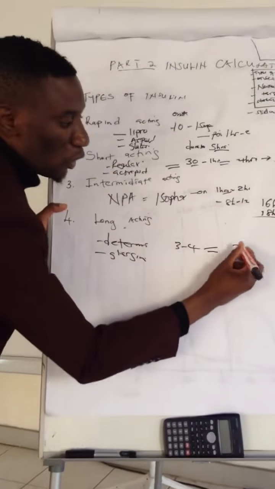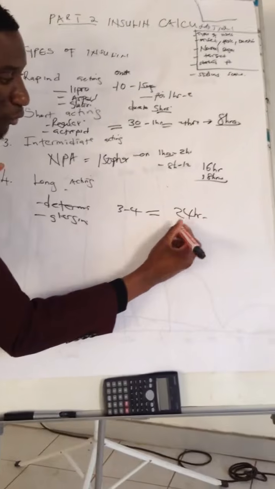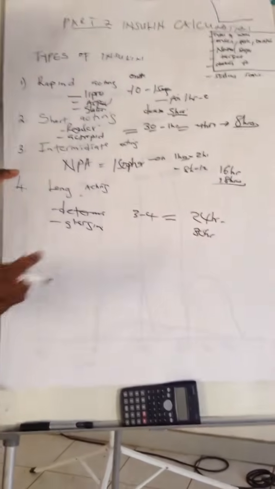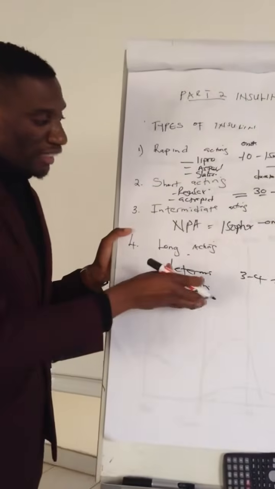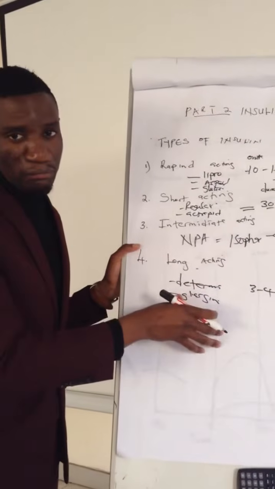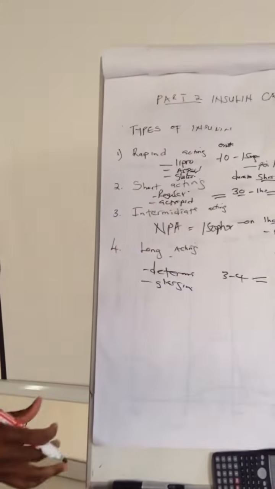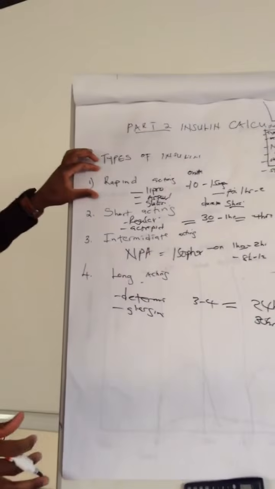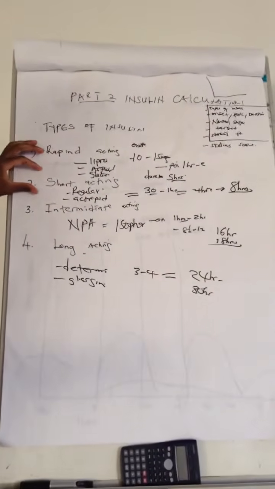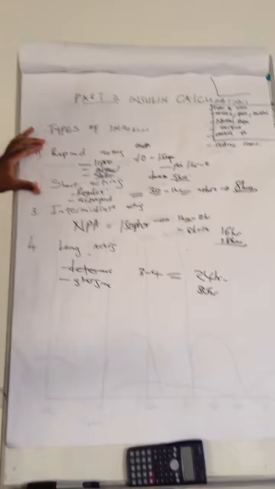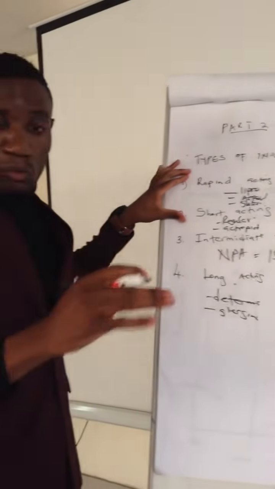This one can go up to 24 hours. Others even go up to 30 hours. So these are long-acting insulins, and you only give them once per day. So let me put it in easier terms. You can see that with rapid-acting insulin and short-acting insulin, these insulins are given with food or before meals.